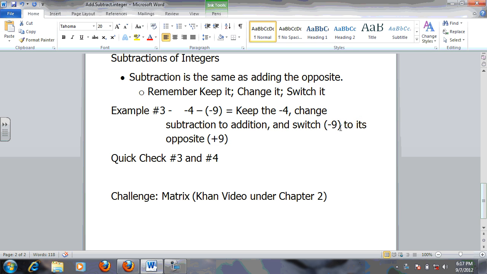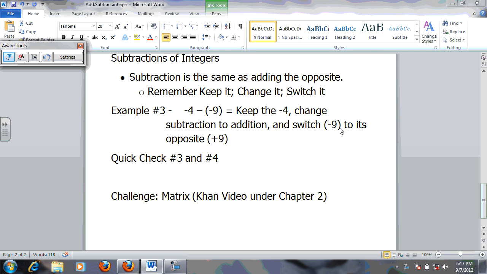This video will cover the subtraction of integers or rational numbers. It begins on page 64. I want you to remember last year, recall when we talked about subtracting integers, we used this phrase: keep it, change it, switch it. It goes with the property on page 65. Subtracting numbers is the same as adding the opposite.